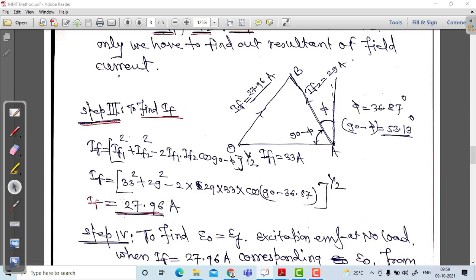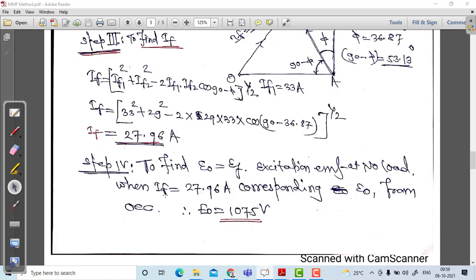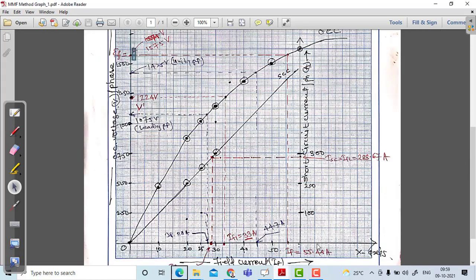See, this is the resultant feed current, and corresponding to this resultant feed current, we have to find out the no load EMF generated from the OCC. We have to observe the OCC, and it is found that the answer is 1075. Let us check it on the graph.